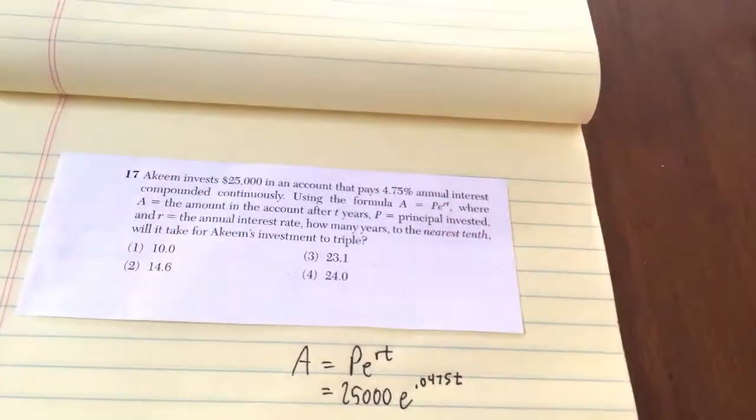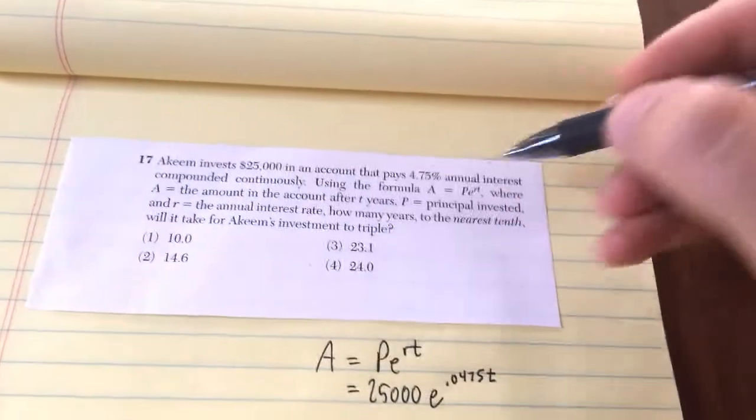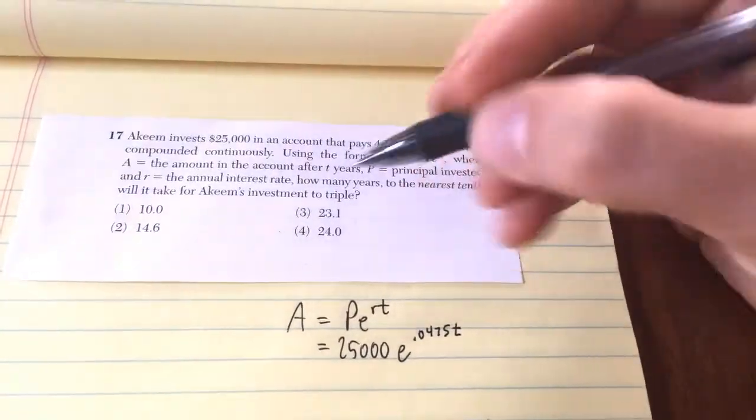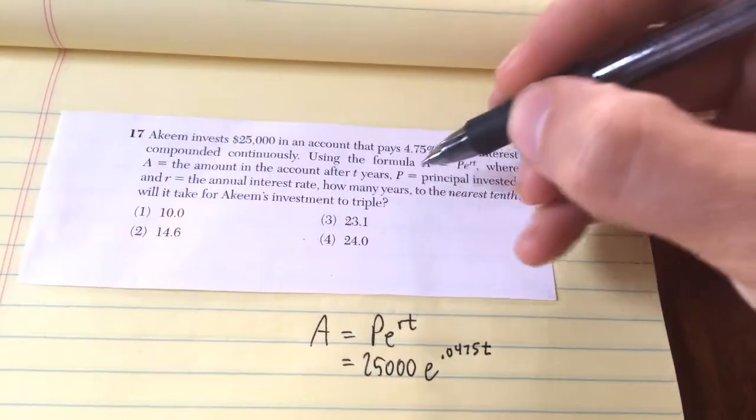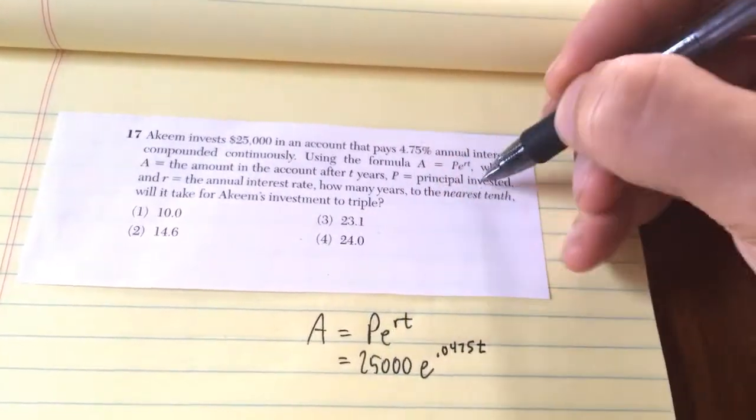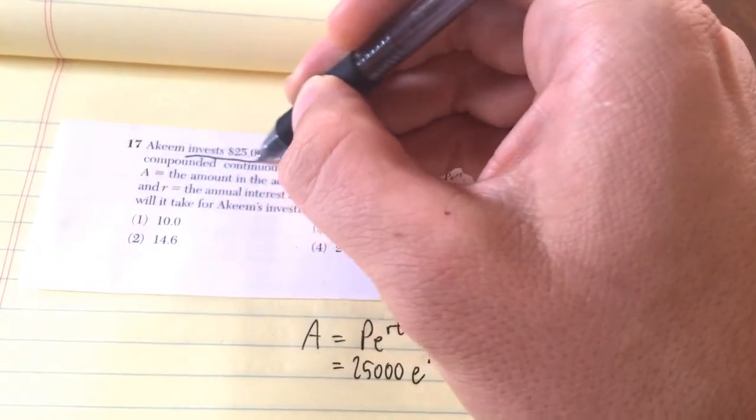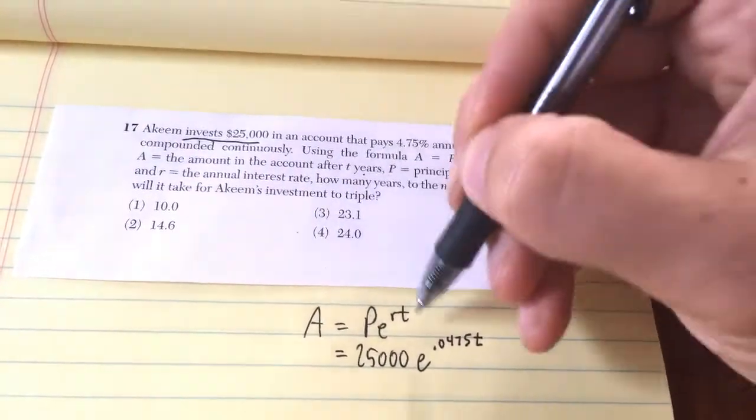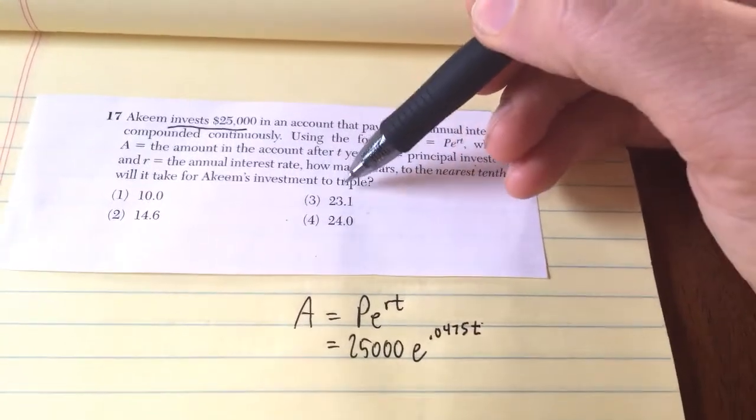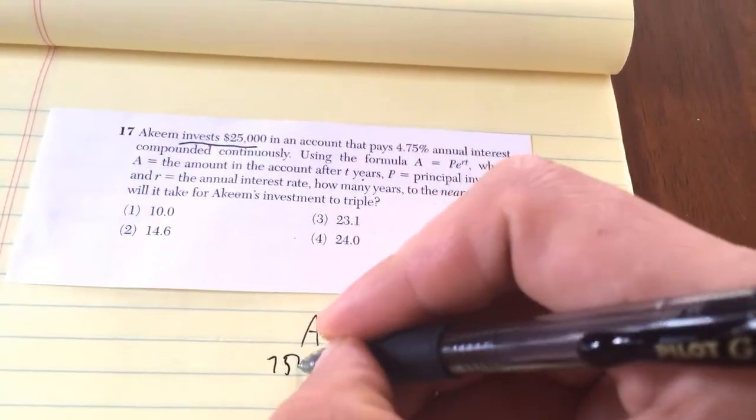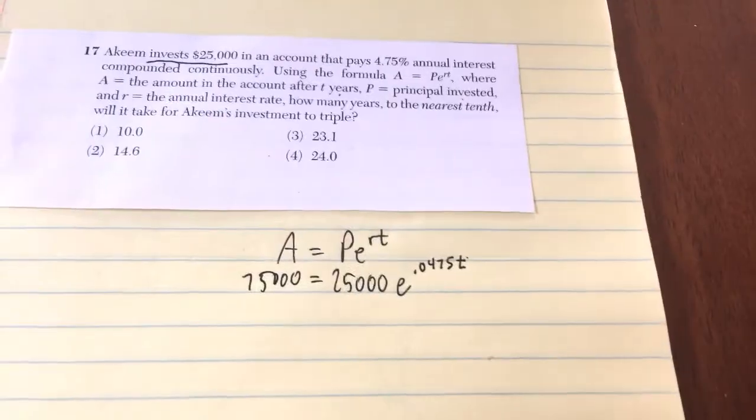Hakeem invests $25,000 in an account that pays the following. We're going to use the formula A equals P times e to the rt. Principal is how much was invested. It says that right here. He invests that. Now it says how many years, so we're going to solve for t, will it take for his investment to triple. So that means we want his value to be $75,000.